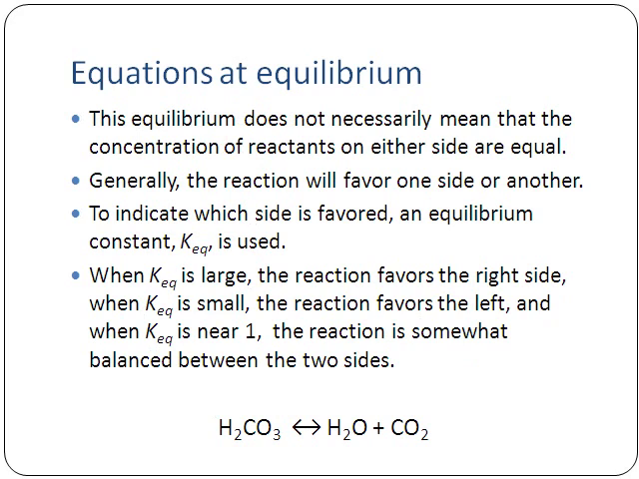As we said, this equilibrium does not necessarily mean the concentration of reactants on either side are equal. You could have a case where equilibrium means that there's a whole lot of the stuff on the left and not much on the right. Or vice versa. Generally, any reaction is going to favor one side or the other. To show which side is favored, we use something called an equilibrium constant. The symbol is Keq, a capital K with a subscript EQ. This is our symbol for equilibrium constant.